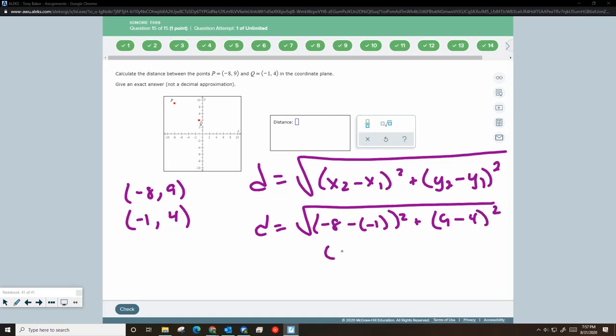So we've got negative 7 squared plus 5 squared. So 49 plus 25 is 74, and it's the square root of that. So the answer to this one is the square root of 74. So in the box, I'm just going to do the square root of 74.